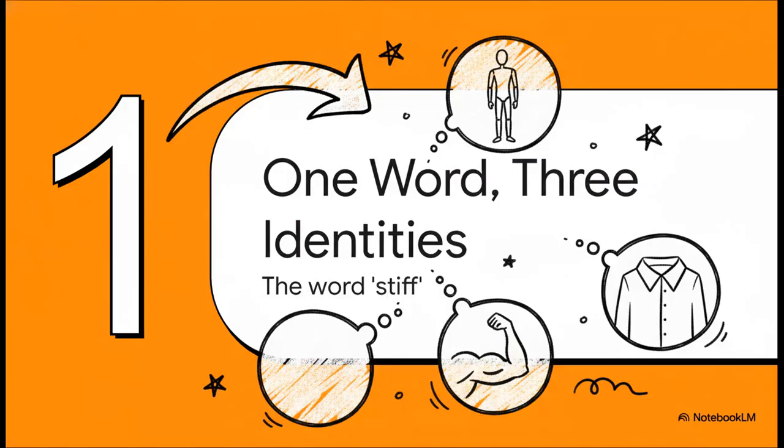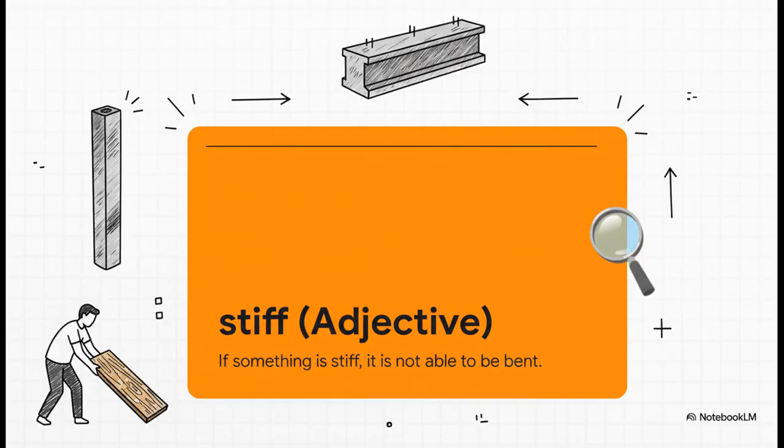Okay, so let's get into it. We're going to break down how this one little word actually has 3 completely different identities, 3 different jobs it does in the English language. All right, first up, the one we all know. Its job is an adjective. When something is stiff, it's just not able to be bent. Think rigid, inflexible. This is the stiff that's part of our everyday vocabulary.